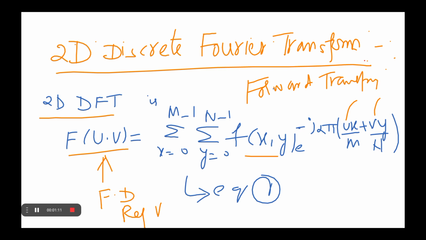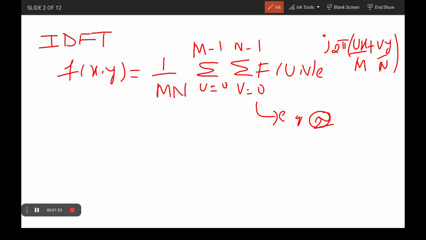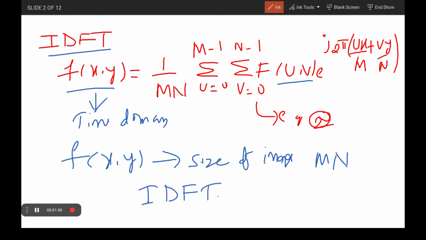At the same time, the inverse discrete Fourier transform is of the form like this. This is the inverse discrete Fourier transform, where f of x comma y is the time domain function, where MN, if you are taking f of x comma y as an image, the size of the image is equal to M cross N, that is MN, and F of u comma v represents the frequency domain variable. So e power positive for the inverse discrete Fourier transform. For the inverse discrete Fourier transform, the exponential is positive. For the forward transformation, this exponential part is negative.